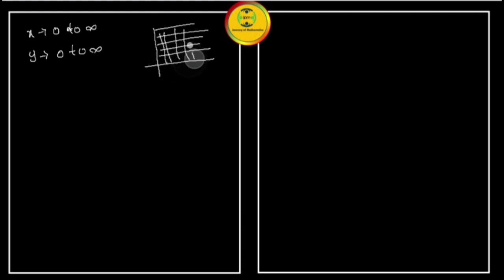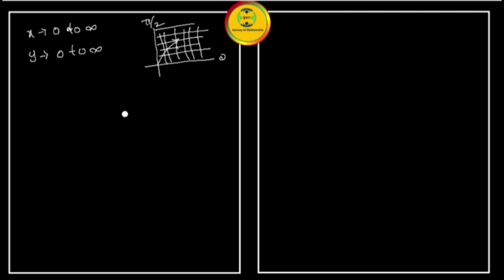Since we got the region in the first quadrant, theta ranges from 0 to pi by 2. R is nothing but the radius, and since it is completely the first quadrant, the radius ranges from 0 to infinity. So in this way we can define the regions.